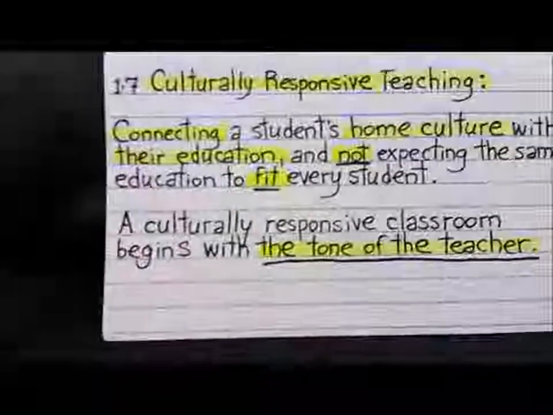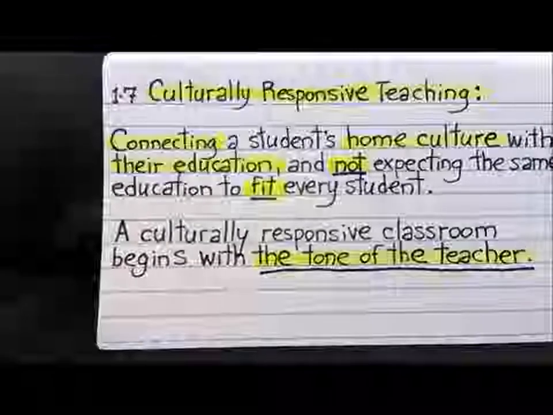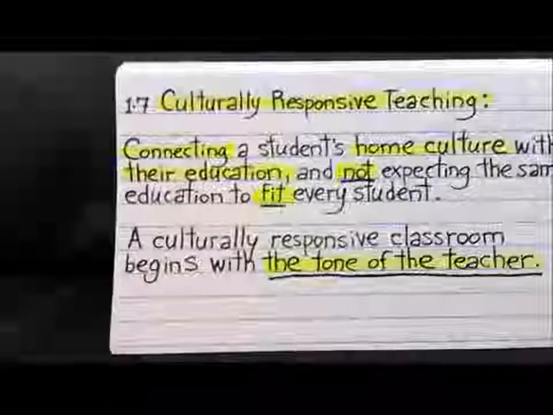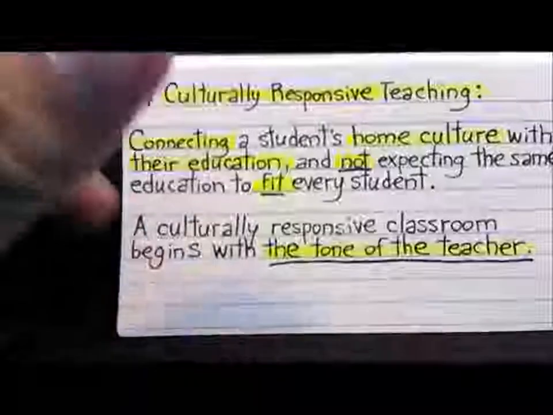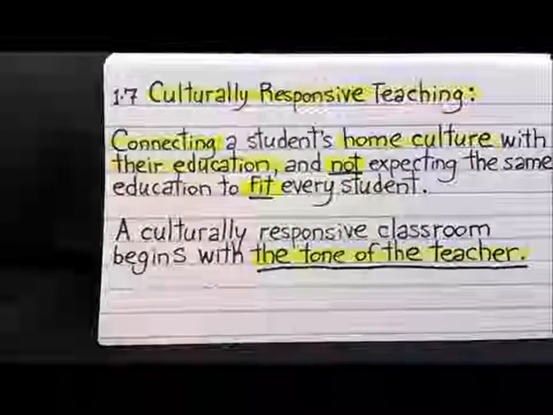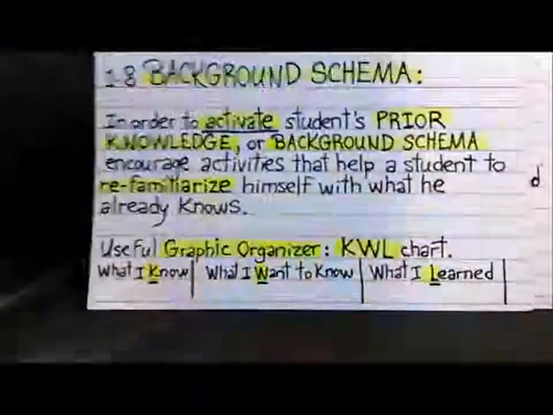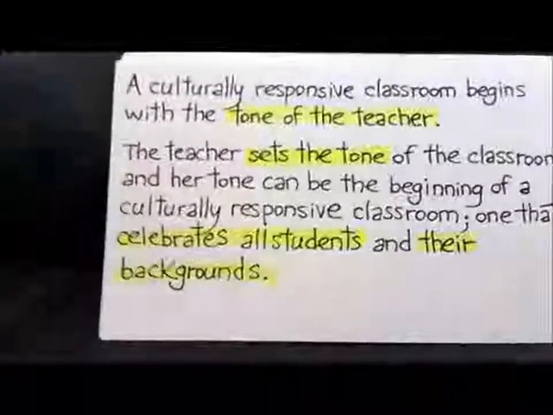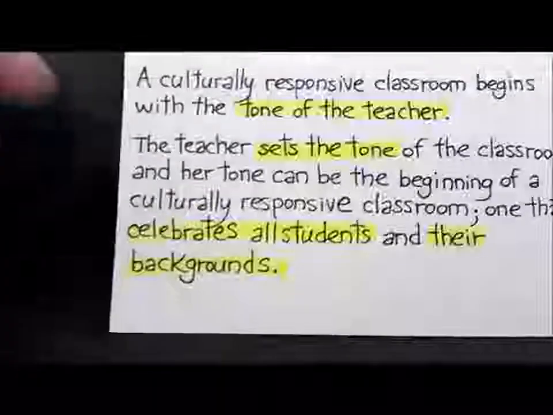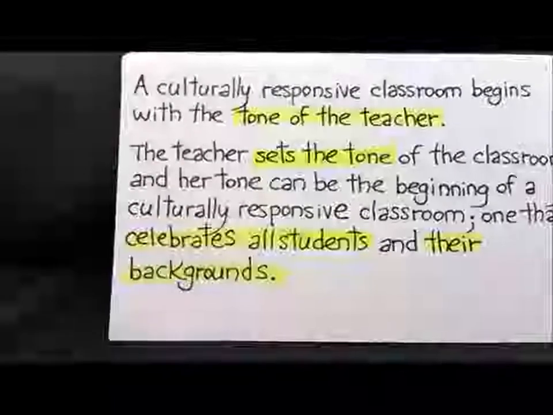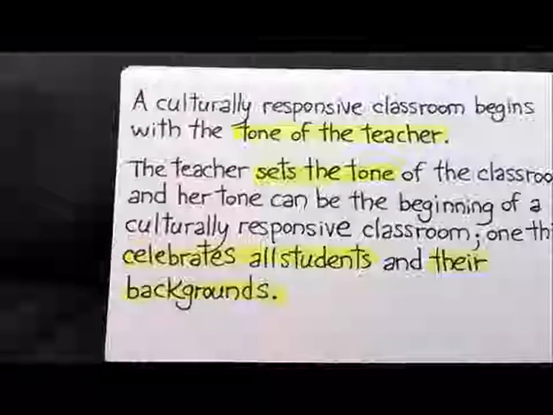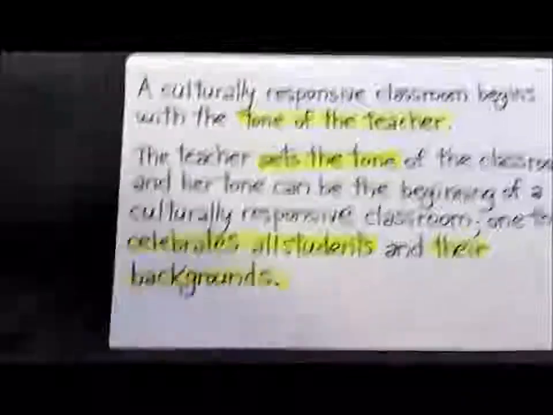Culturally responsive teaching: connecting a student's home culture with their education and not expecting the same education to fit every student. A culturally responsive classroom begins with the tone of the teacher. The teacher sets the tone of the classroom, and her tone can be the beginning of a culturally responsive classroom, one that celebrates all students and their backgrounds.